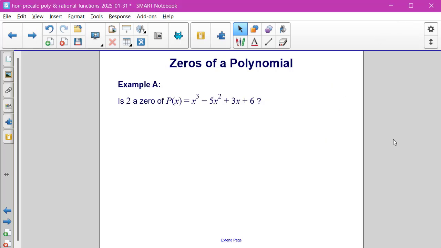Is 2 a 0 of p of x, which is equal to x cubed minus 5x squared plus 3x plus 6?